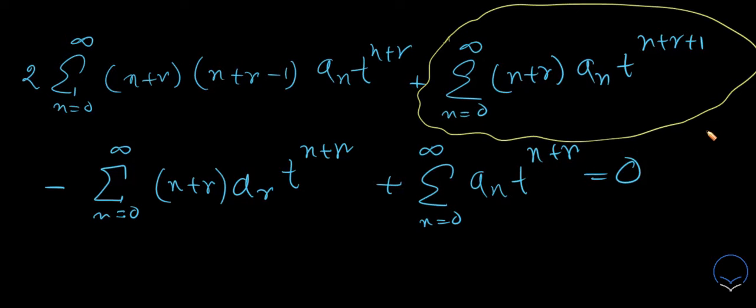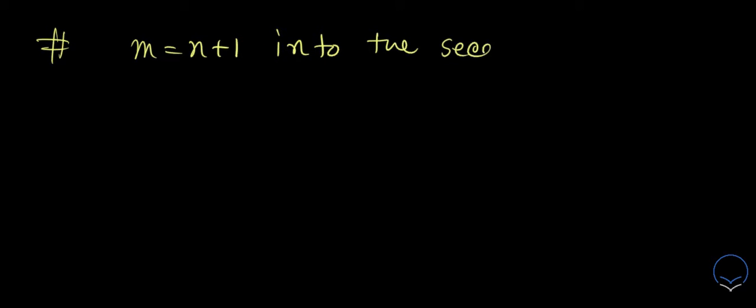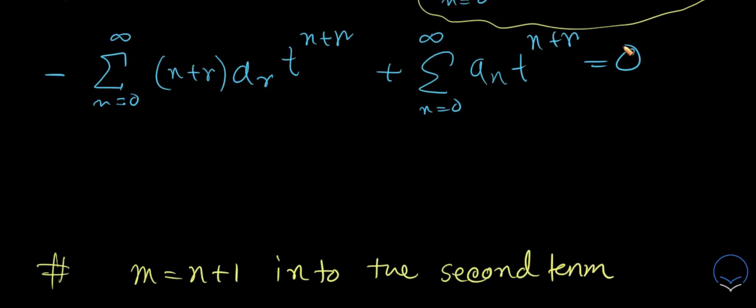Okay, and obviously we cannot make any change to r because r is not a dummy variable, but what we can do is make a change to n, because n itself is a dummy variable. So now we're going to substitute m equals n plus 1 into the second term, and let's call this expression over here 1.